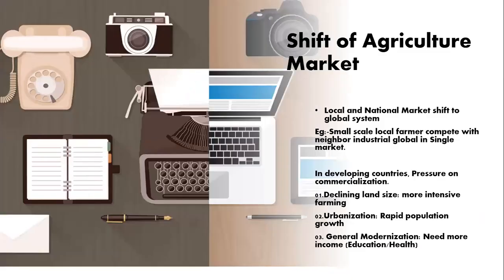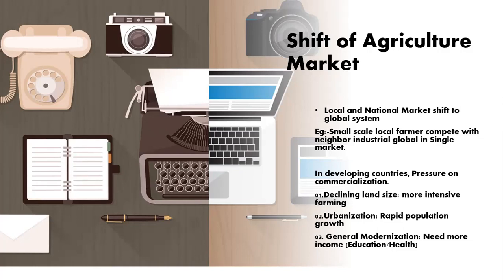We have some understanding of what is happening in the normal agricultural ecosystem. That means the agricultural market is now shifting. Local and national markets are gradually shifting to the global system. Small scale farmers now compete with industrial and globalized single markets. Some farmers produce for the local market, while the neighbor farmer may be an exporter competing in the international global market. Therefore the market is gradually globalizing.